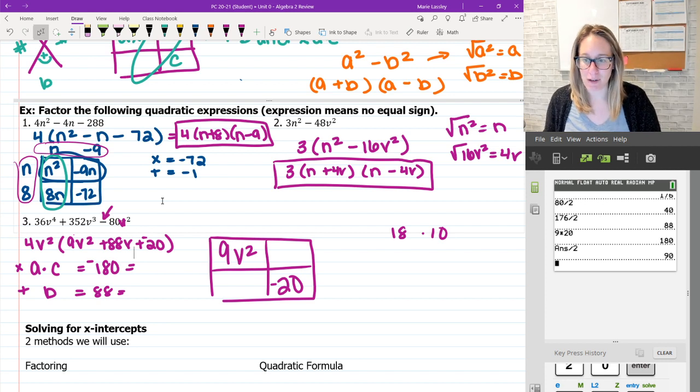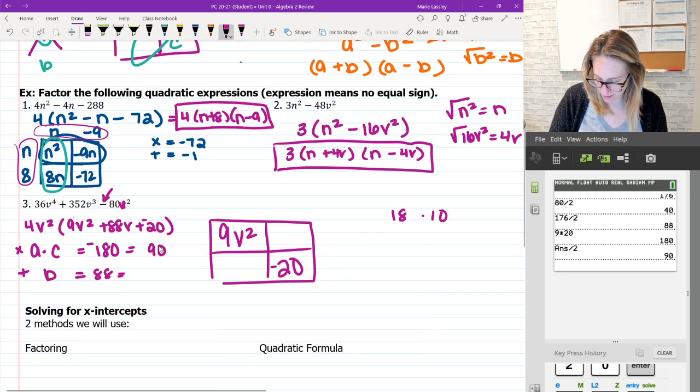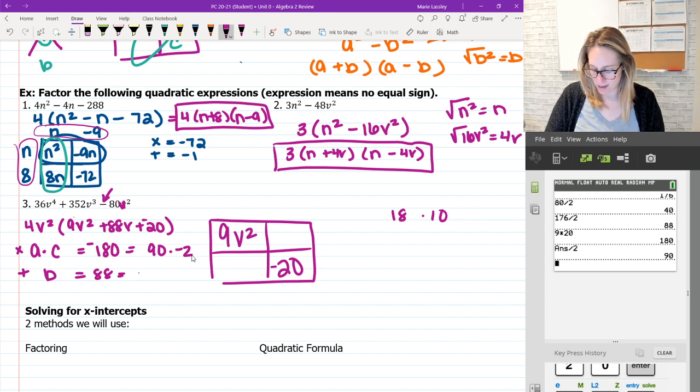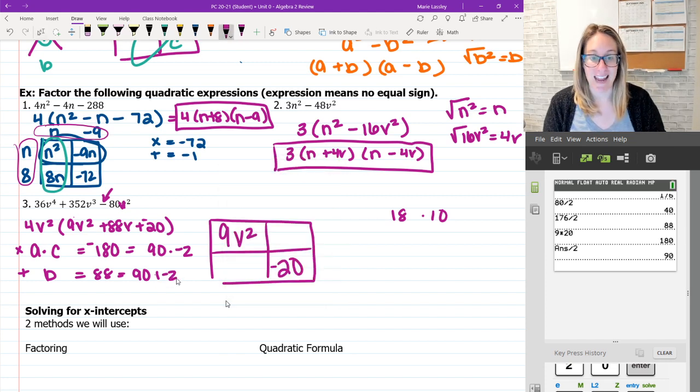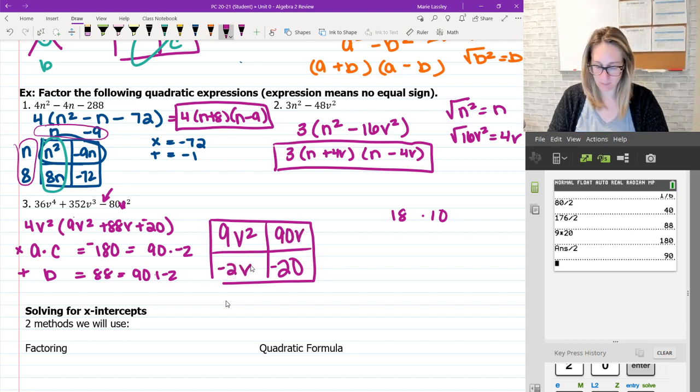So the magical numbers that I found were 90 and negative 2. 90 times negative 2 does give me negative 180, and 90 plus negative 2 does give me 88. So those are the numbers that I'm going to put in my box. So I have 90v and I have negative 2v.